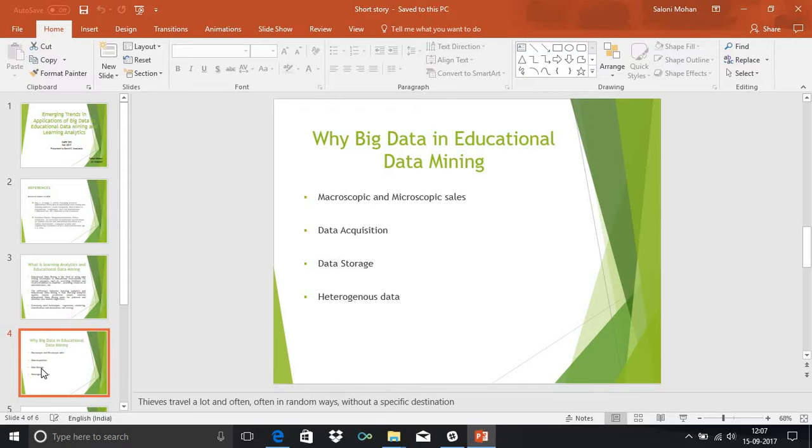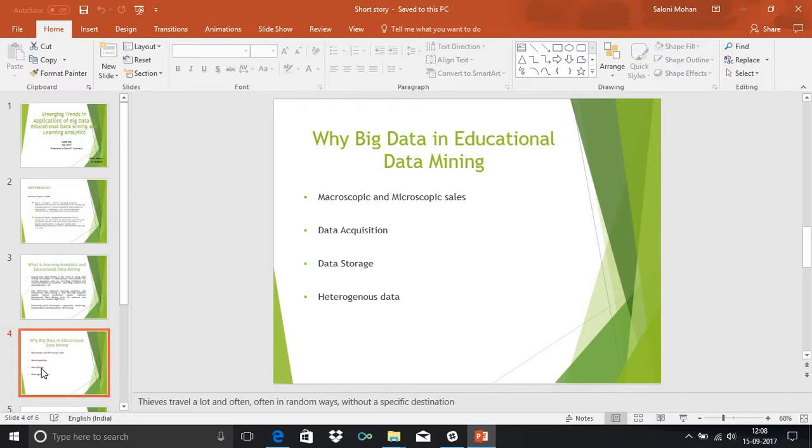So now the question is, why is big data becoming so prevalent in educational data mining? The first reason which I would like to discuss is macroscopic and microscopic scale. Nowadays, as we know, community-based learning is replacing traditional learning methods. Learners and students are enrolling in many online groups such as social networking sites, chats, and learning management systems. People can access their learning environments from anywhere over the internet, and this has led to generation of huge amount of online data which is being collected.